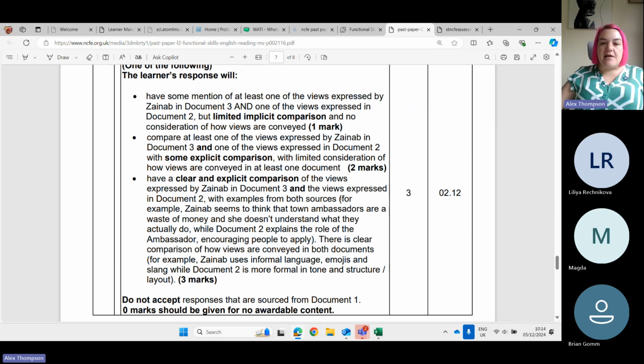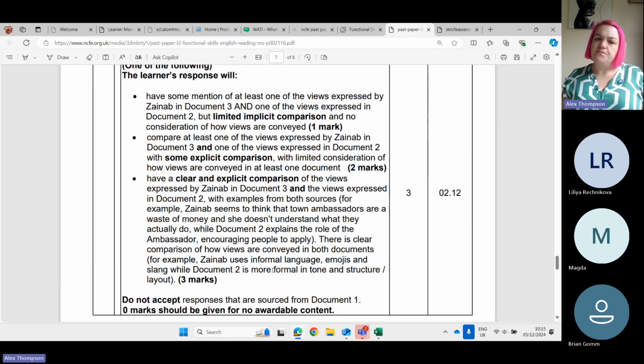For example, Zainab seems to think the town ambassadors are a waste of money and she doesn't understand what they actually do. Okay, you know what? We've said she's disapproving and she doesn't agree with them. She thinks they're a waste of money. While document 2 explains the role of the ambassador, encouraging people to apply. There is clear comparison of how views are conveyed in both documents. For example, and we discussed this, we said Zainab uses very informal language, emojis and slang, whereas document 2 is a lot more formal in tone and structure.